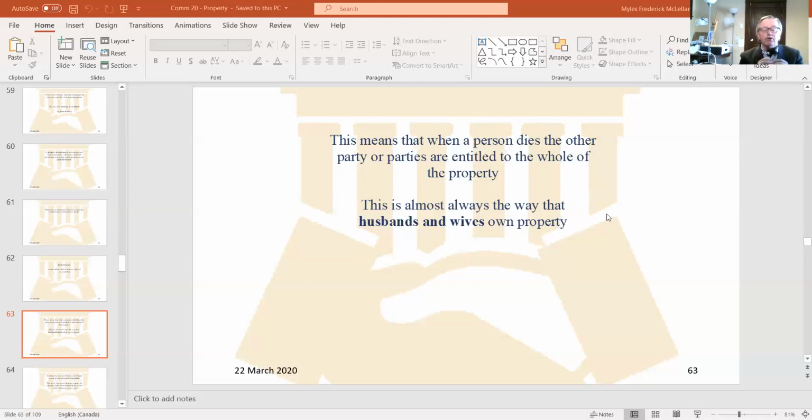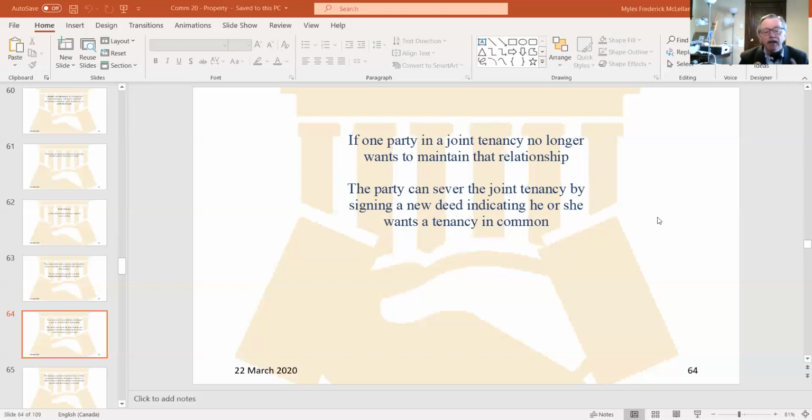Okay, so in a joint tenancy, you can't transfer your undivided interest to somebody else, or leave it to somebody else in your will. It automatically goes to whoever is that surviving joint tenant. Having said that, however, if for whatever reason you want to change that relationship, you want to in fact create a tenancy in common from a joint tenancy, then you can do it a number of ways.